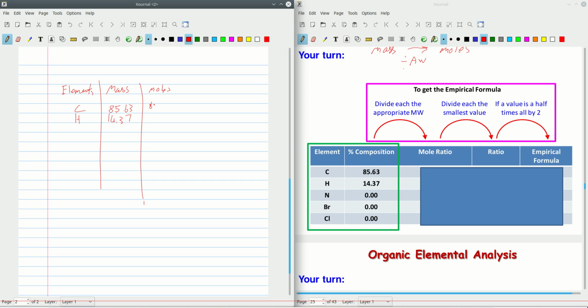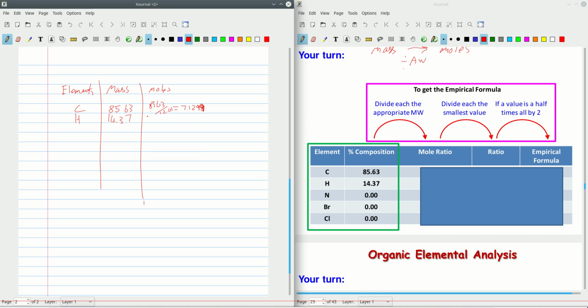Okay, you then want the moles, and the way we do that is we take 85.63 divided by 12.01. Let me get my calculator. 85.63 divided by 12.01 gives us 7.1299. Now it's important here to not round. Keep it out to 4 decimal places, and in fact that's a 9 there.